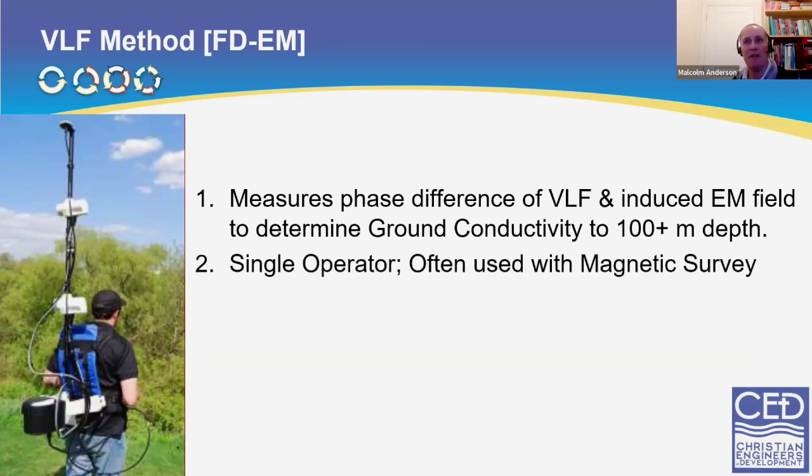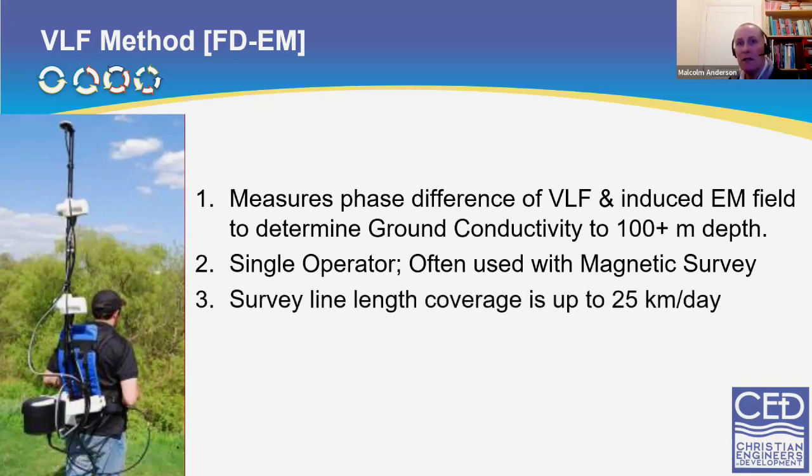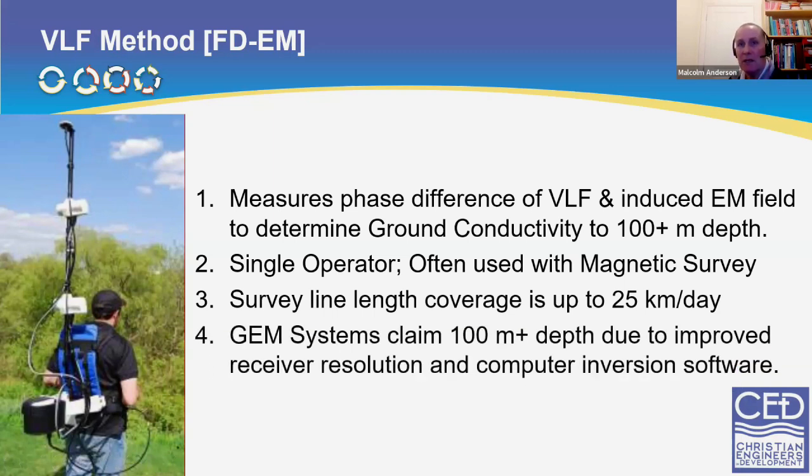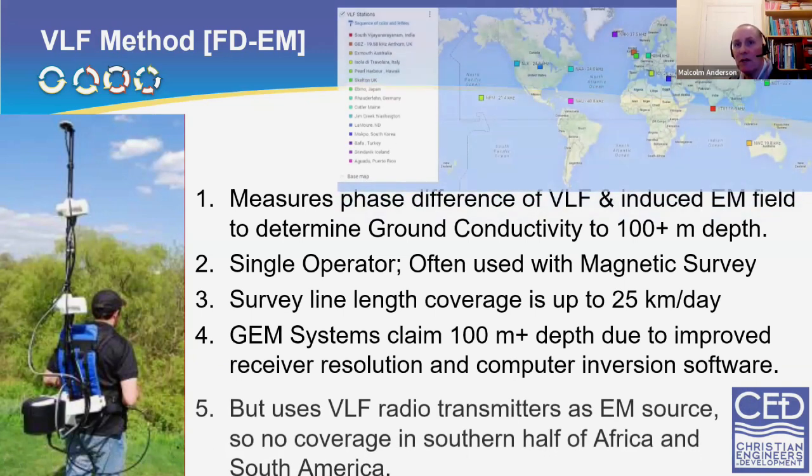As you can see here with this backpack method, it's combined with a magnetic survey. So the VLF instrument is this one here on the gentleman's back, and then you've got two magnetometers, so you can get the magnetic gradient, and then this instrument at the top is a GPS, which will then give you a position for each measurement. It basically covers about 25 kilometers per day at walking speed, and the manufacturer, which is GEM Systems, claim 100 meters plus depth for the VLF method, due to improved receiver resolution and computer inversion software.